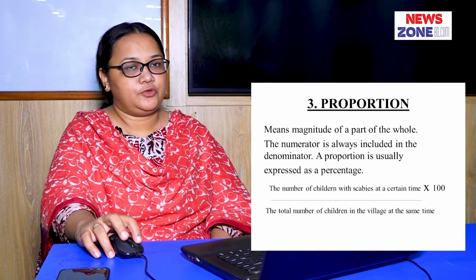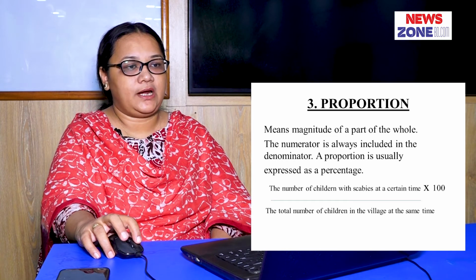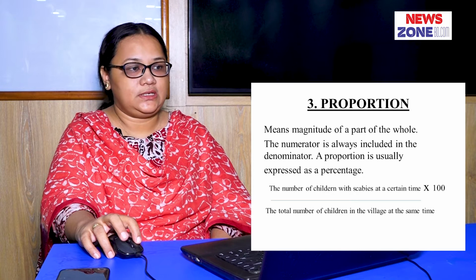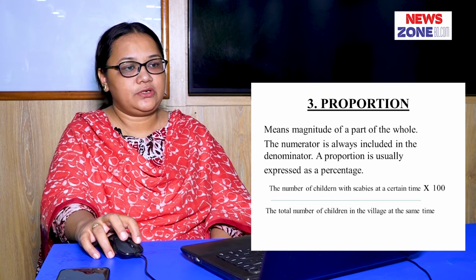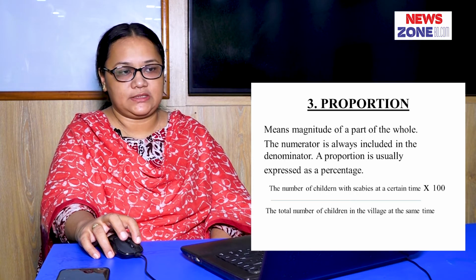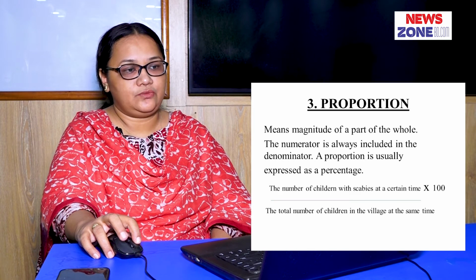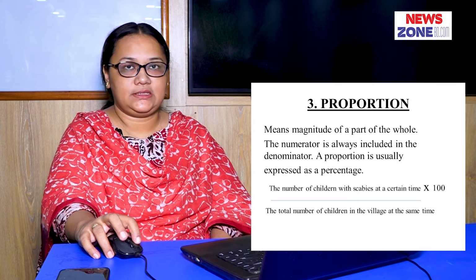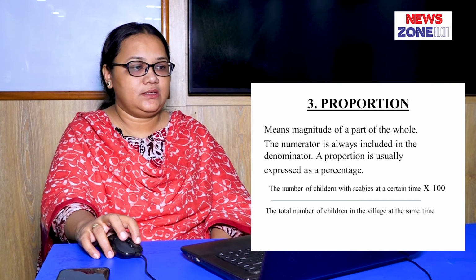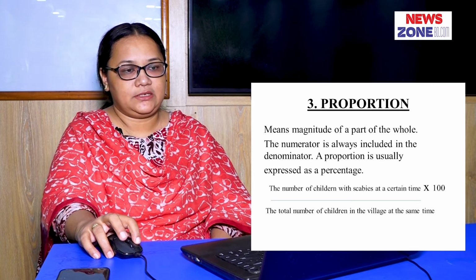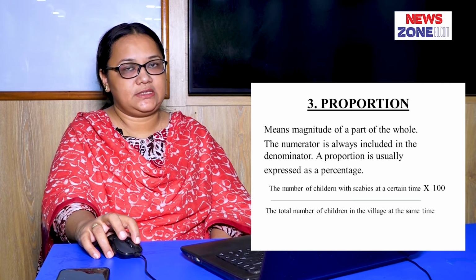Proportion. Proportion means magnitude of a part of the whole. The numerator is always included in the denominator. A proportion is usually expressed as a percentage. Thus we place in the numerator the number of children with scabies at a certain time, divided by, in the denominator, the total number of children in the village at the same time, multiplied by 100. So it is expressed as a percentage.